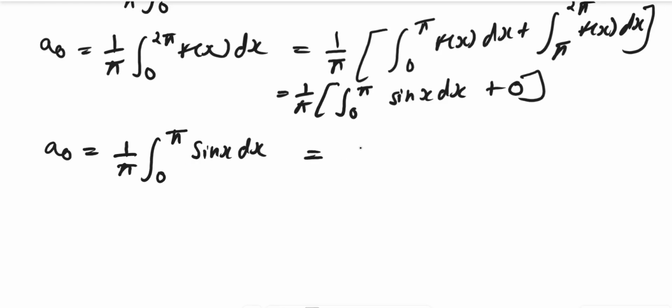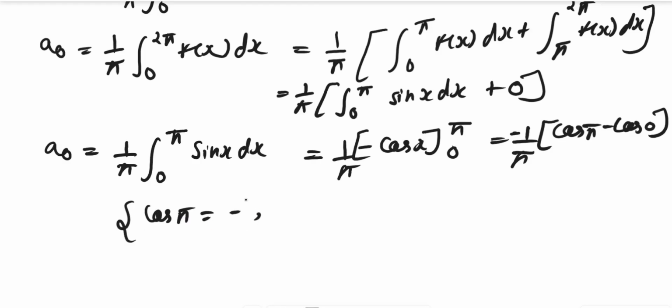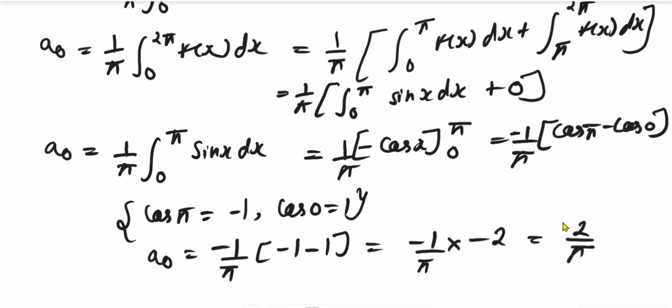Now integration of sin x is minus cos x, and it is 1 upon pi. The limit is from 0 to pi, so it will be 1 upon pi, take minus outside. Now put the limit: cos pi minus cos 0. To solve this we should know that the value of cos pi is minus 1 and cos 0 is equal to 1. So using this, a naught is finally minus 1 upon pi times minus 1 minus 1, which is equal to minus 1 upon pi multiplied by minus 2, minus minus is plus, it is 2 upon pi. So a naught is equal to 2 upon pi.